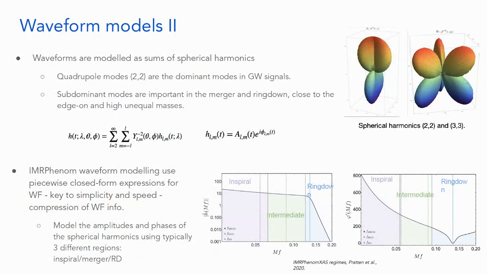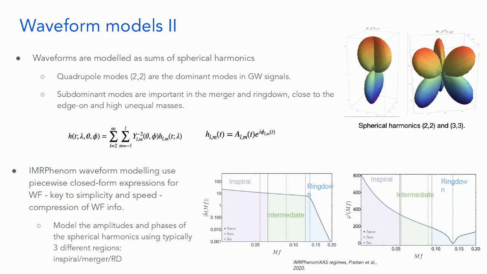So, as you know, waveforms can be modeled as a sum of spherical harmonics, the (2,2) mode being the dominant one, and for the merger-ringdown, the subdominant ones become more important. So in order to model these spherical harmonics, in the phenomenological waveform models, what is done is the following.